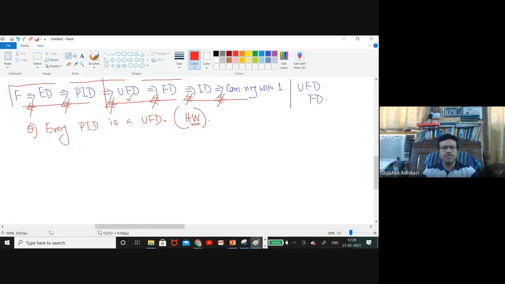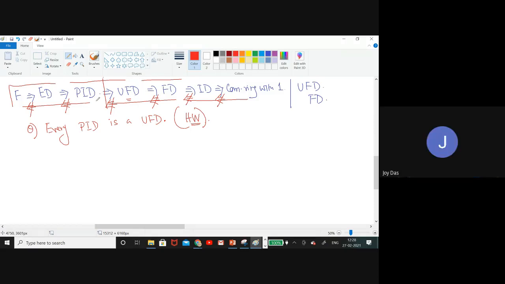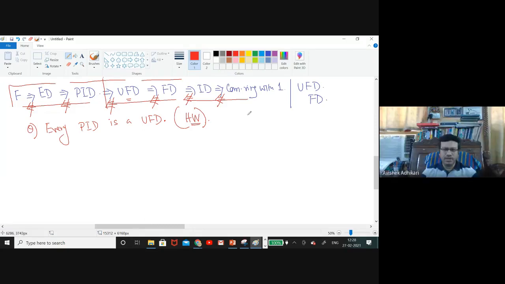For example, give me an example of a UFD which is not a PID. Can you quickly give me an example of a UFD which is not a PID? Anybody? Sir, Z[x]. Very good. So consider Z[x].